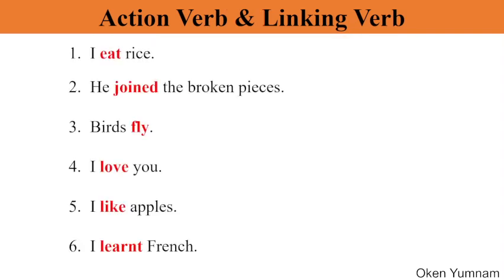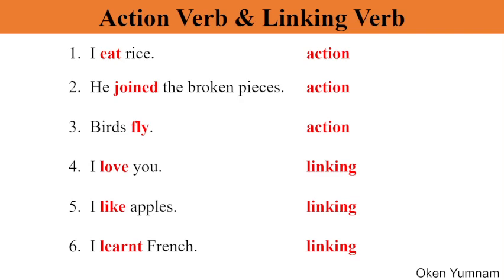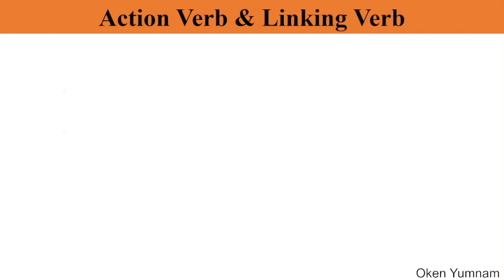So let's see here. I eat rice. Yes, it's action. I am doing the action of eating. He joined the broken pieces. Yes, join is an action word. It's an action verb. The action is visible. Birds fly. Same here again, action. I love you. Here it is linking. Why? Because to love someone, the action is invisible. Similarly, I like apples. Like is linking, and learn is also linking. So verbs can be action or linking.